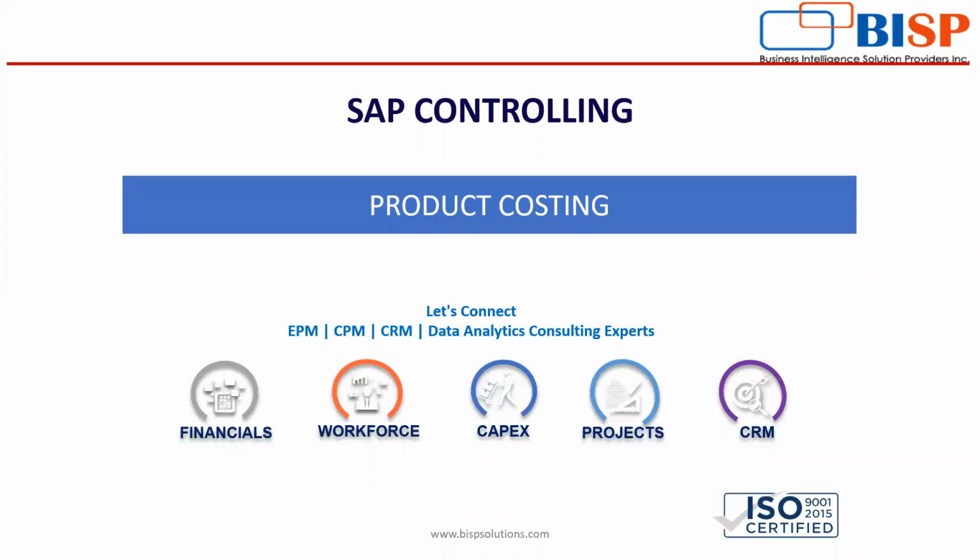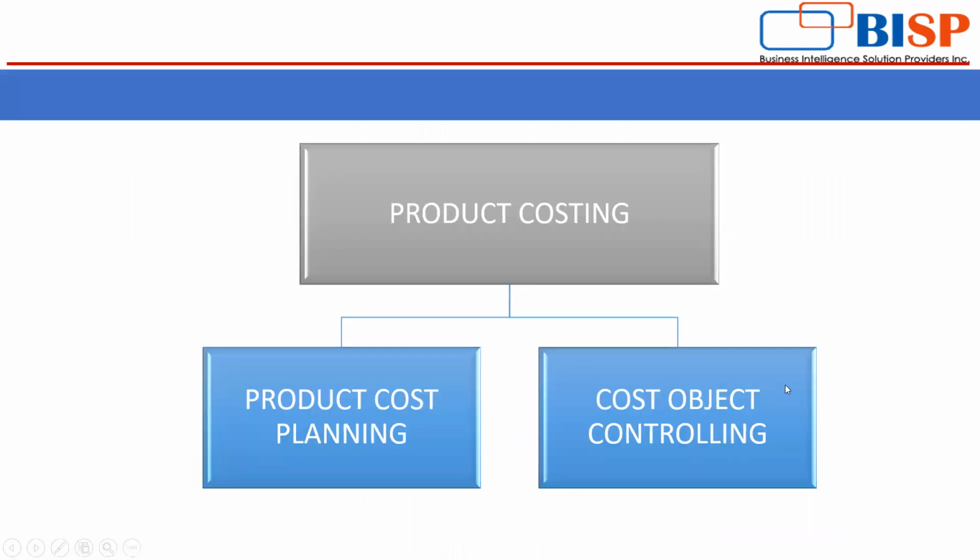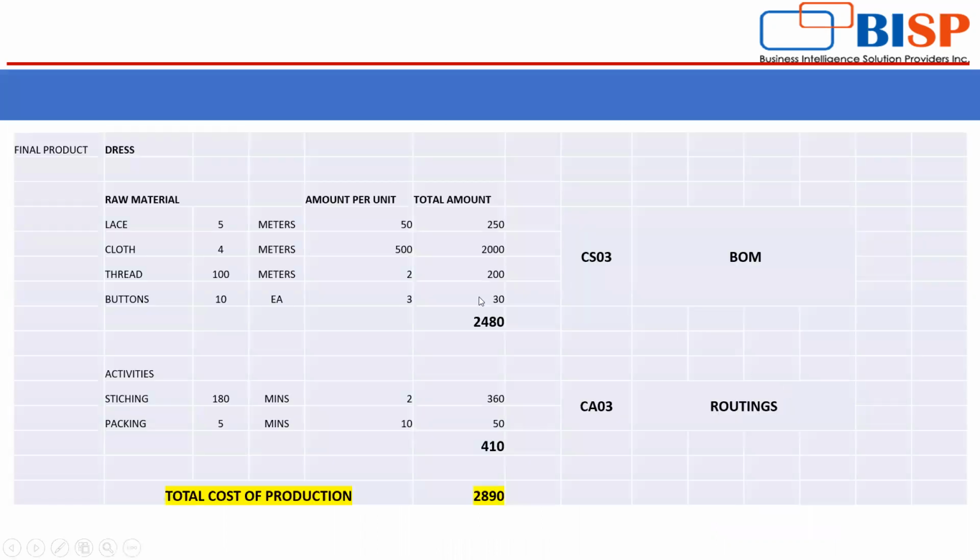Hello everyone. Today we are continuing our discussion on product costing. So we were on product cost planning, and this was our example where we created a BOM, bill of material, with the requisite raw materials required to make our final product, that was dress. And also we defined routings, the activities required to complete the raw materials into finished product. So as per our example, our cost of production comes to 2890.